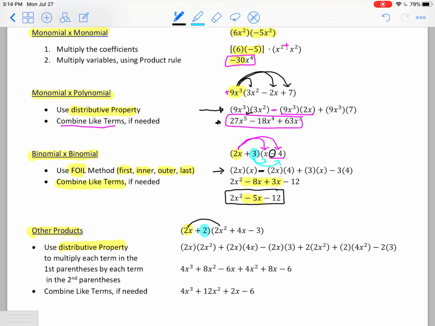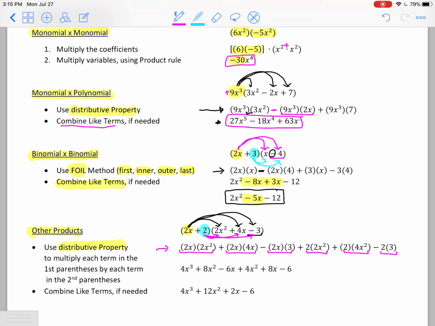So in essence, this 2x needs to be multiplied by 2x squared, by the 4x, and by the -3, and then this 2 needs to be multiplied by the same 3 terms. Okay, so we can see that in the end we're going to have 6 different products here after we do that multiplication, right? We've got 6 different things going on there. Once again, you don't need to do this step if you don't find it helpful.